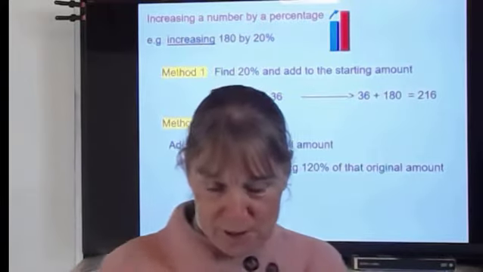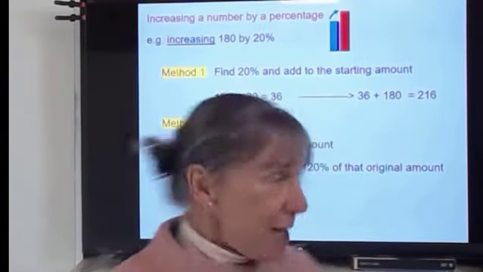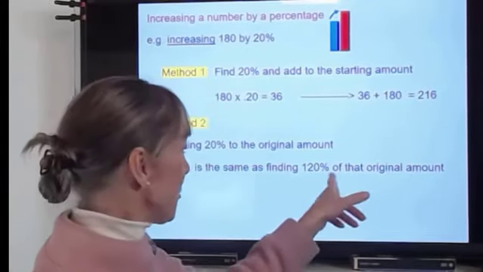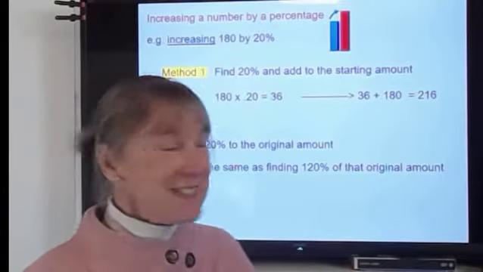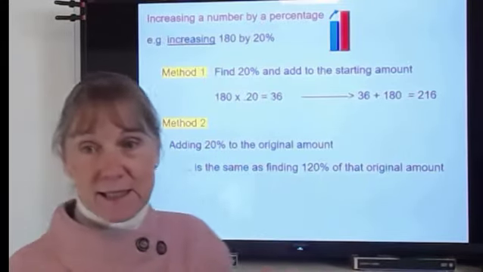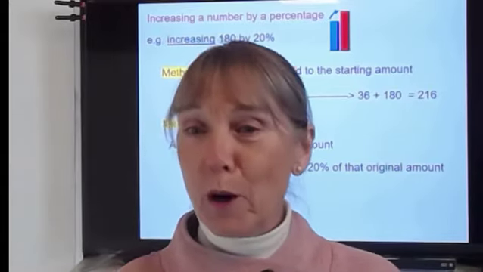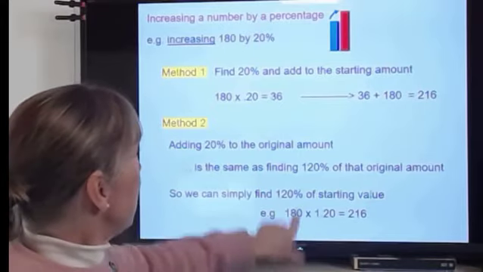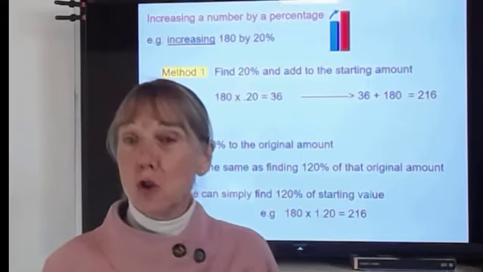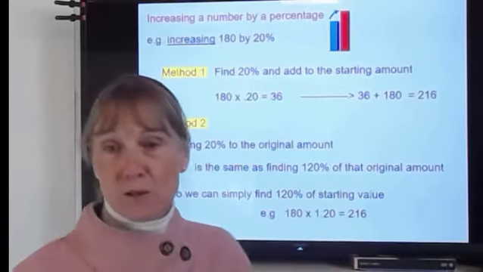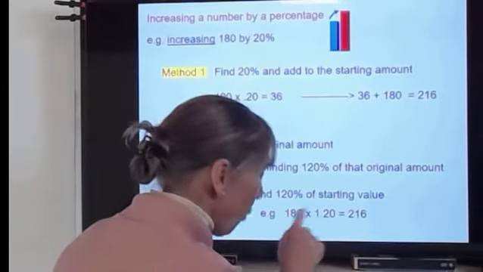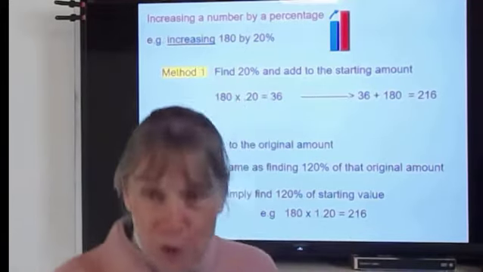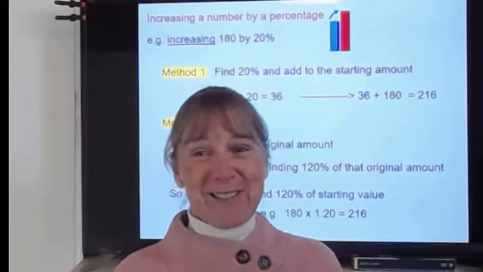Now, adding 20% to the original number is exactly the same as finding 120% of that original number. The 100% of 180 is 180, plus we're adding 20%. So we're adding that 20% all in one transaction. So what does that look like? Well, we can multiply the 180 by 1.2 and we get the same value. And the 1.2 is an interesting number because multiplying by the 1 bit keeps the original number the same, and the 0.2 adds 20%, which is pretty clever.